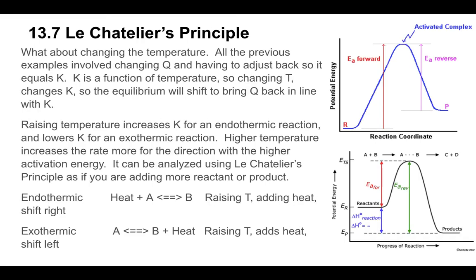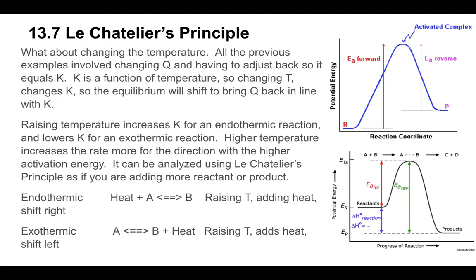Finally, temperature. We know that K is a function of temperature. So changing temperature changes K. Everything we've talked about up till now has been about changing Q: adding reactant, taking away product, changing the concentration by changing the volume, adding water, whatever. We've been changing the Q value, so Q then has to adjust back to equal K to get to equilibrium. This time we're going to change K. So we're at equilibrium, Q equals K, but then K changes. So Q is going to have to change to catch back up to K.